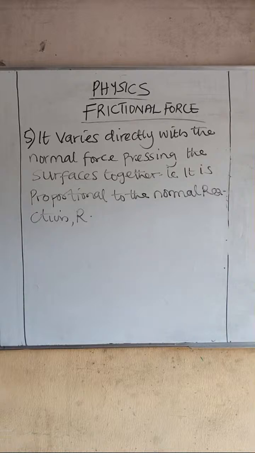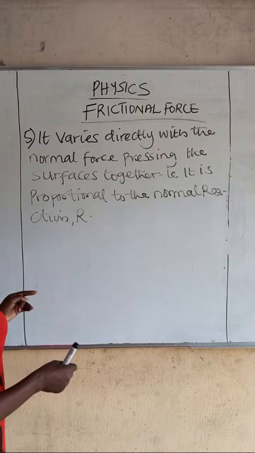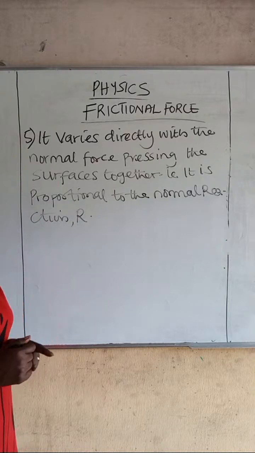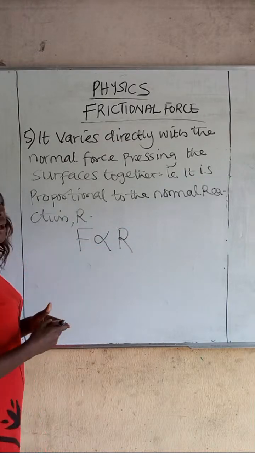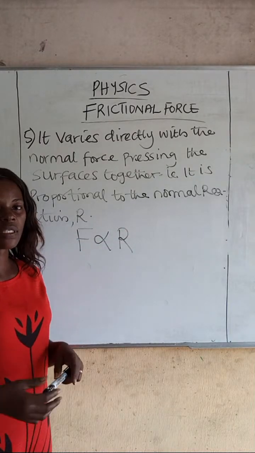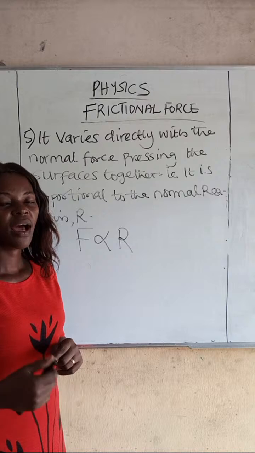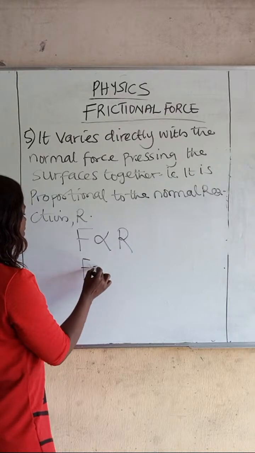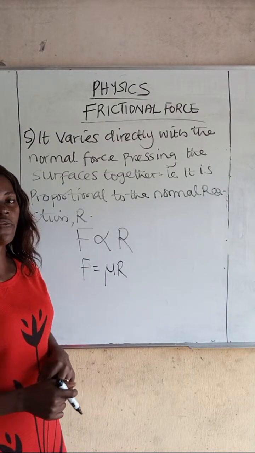Okay, let me explain. It's number 5. Friction varies directly with the normal reaction pressing the surfaces together. That is, it is proportional to the normal reaction R. I've already explained that the frictional force is proportional to the normal reaction R. And I said in every law in physics, once you have a proportionality sign, you are going to remove the proportionality sign and introduce a constant. And the constant we choose to use in this concept is mu. What is mu? That is the coefficient of limiting friction.